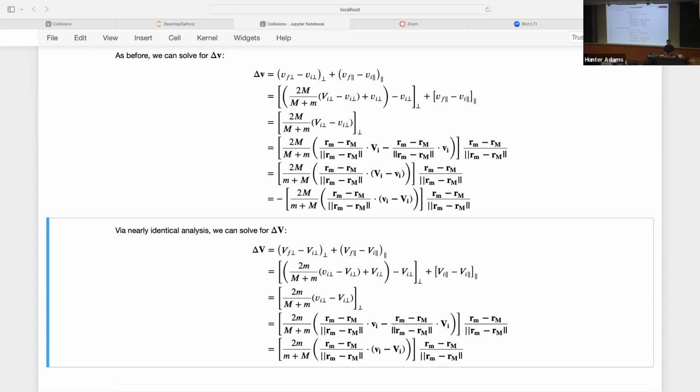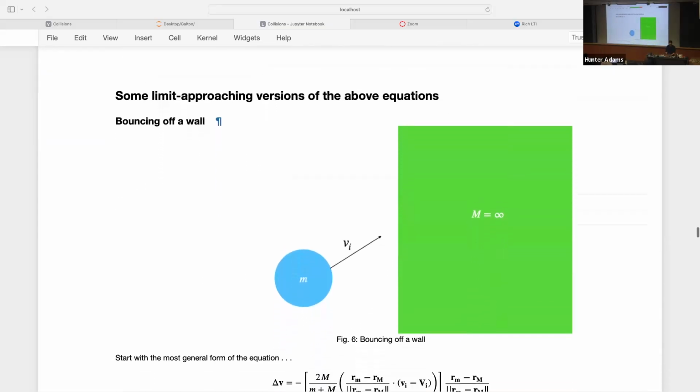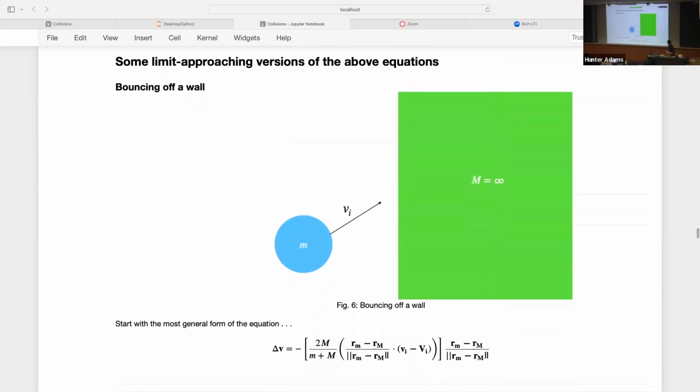Let me show you an example of that. So for instance, let's suppose a situation where our little ball is not bouncing off of another ball that then moves, but instead bouncing off of a wall, which we should have a good physical intuition for, right? Which is nice.